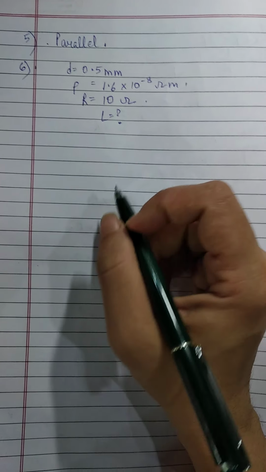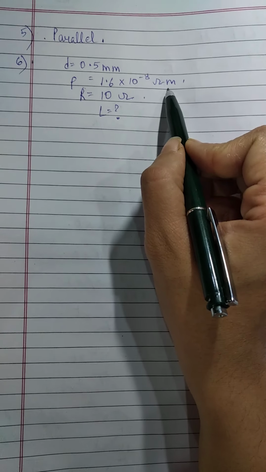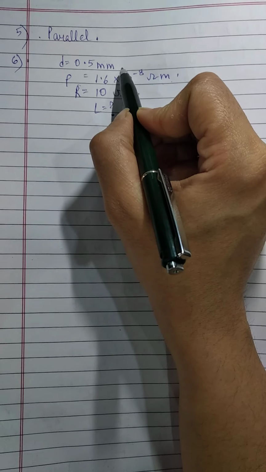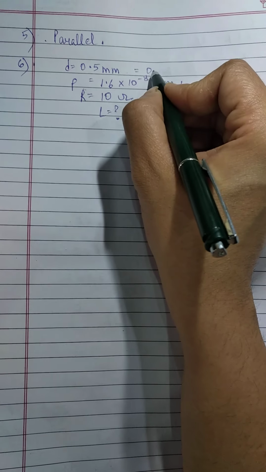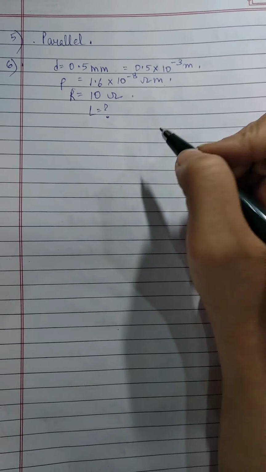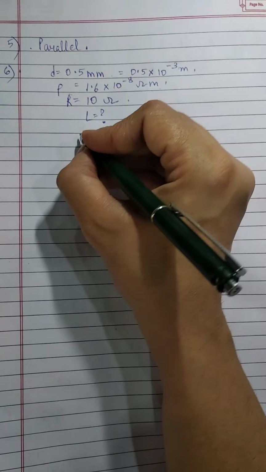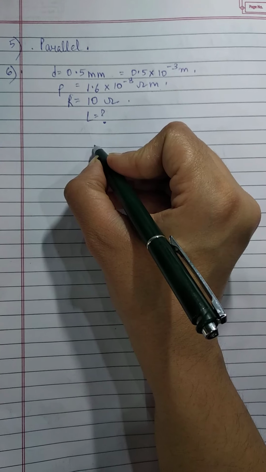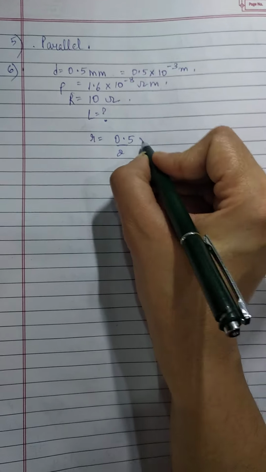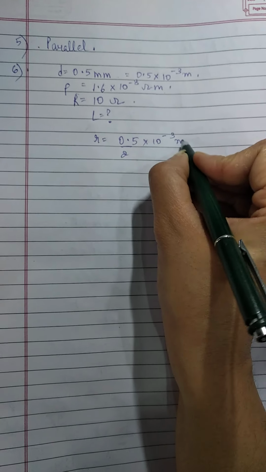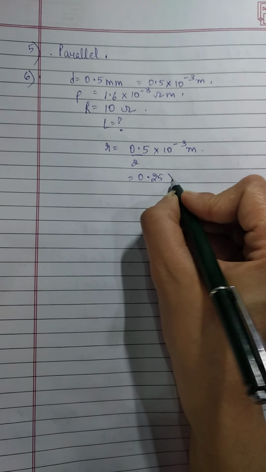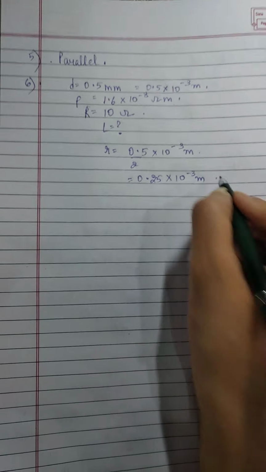Remember, here look at the units. We have to make them consistent. If resistivity is in ohm meters, the diameter must be in meters. So it can be 0.5 into 10 raised to power minus 3 meters. Right? So diameter is 0.5 into 10 raised to power minus 3 meters. So radius is half of that. Why do we have to find out the radius? So that we can calculate the area. The radius is 0.25 into 10 raised to power minus 3 meters.